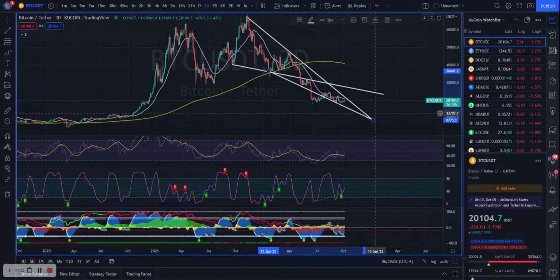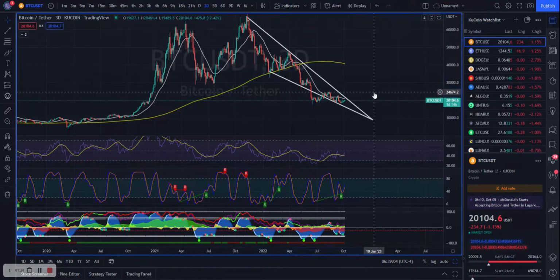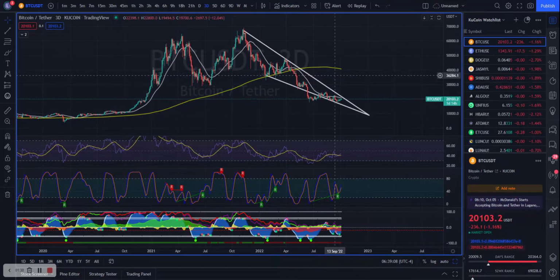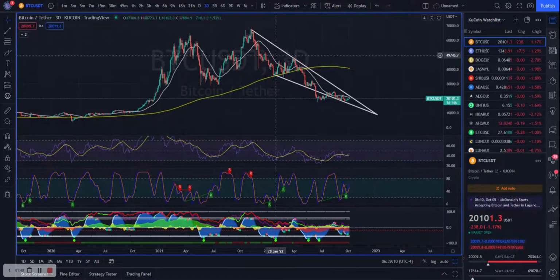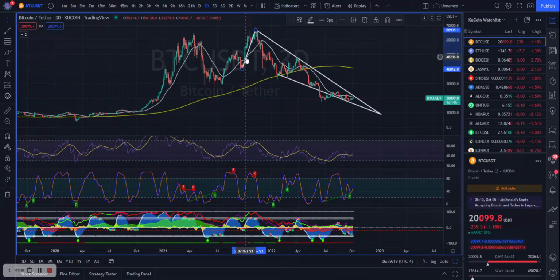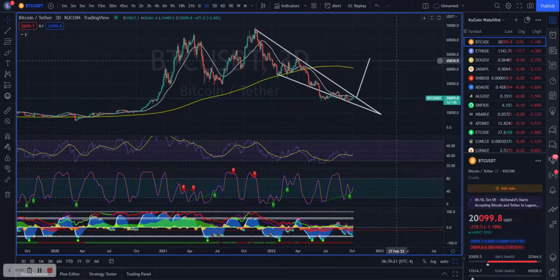And let me get rid of this line to clear it up. We are currently in a descending wedge. And as you can see, the price action is creating this wedge, consolidating, and eventually it's going to either break up or break down. And in order to get that measured move, we take the length of the pole and we extend it out to here.